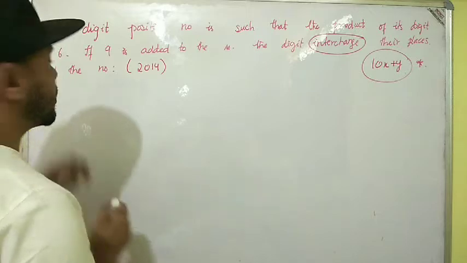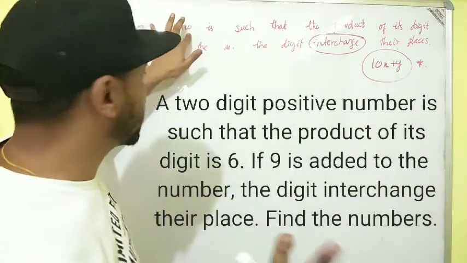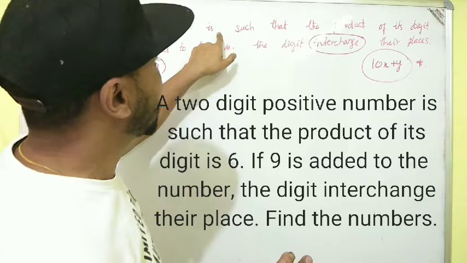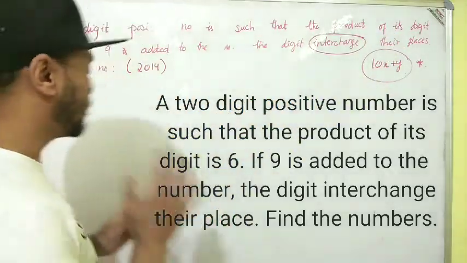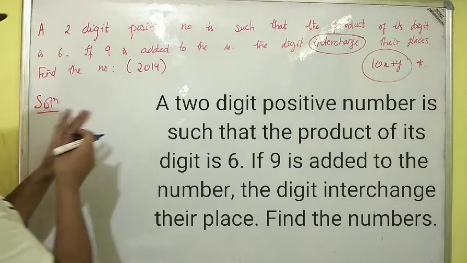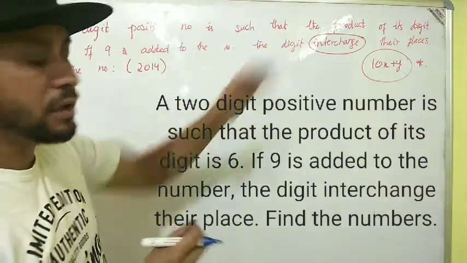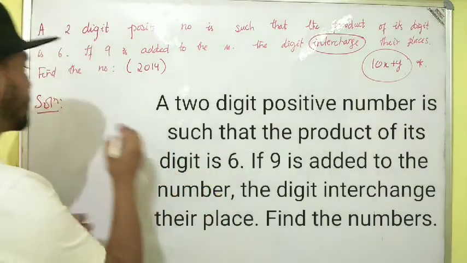Now let's go through the question. A two-digit positive number, keep this in mind, positive number, is such that the product of its digits is 6. Now the first part is solution. Till here the interchange part is not there, so we'll write how we did in the last sum.